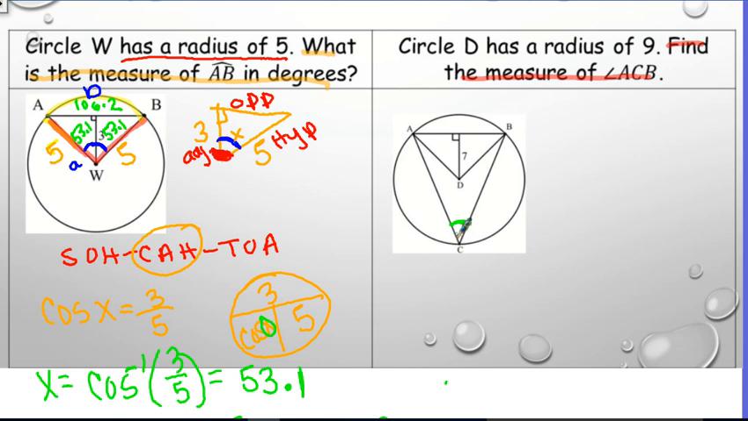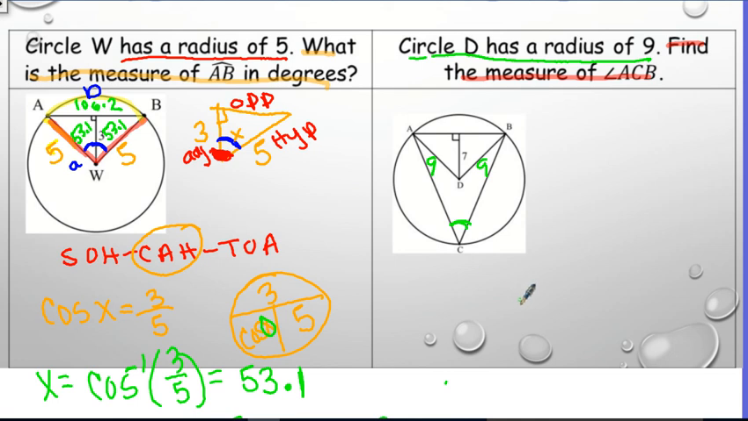And if I notice, this is an inscribed angle because its vertex is touching the circumference of the circle. I'm given that circle D has a radius of 9. So from the center of the circle to the circumference, I get 9. So this is 9 and this is 9. Now I need to come up with a plan.